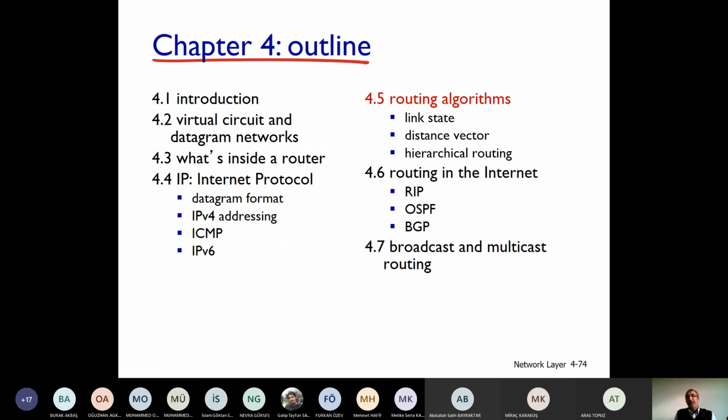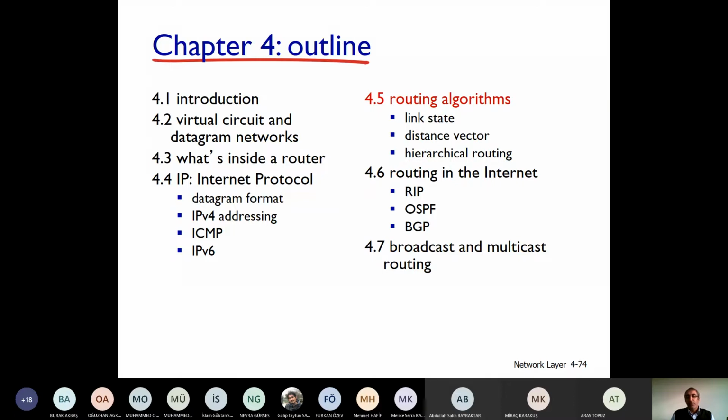Okay, today we're going to cover the routing algorithms and some specific routing protocols that we use in the internet, which are RIP, OSPF, BGP. But before that, we're going to learn the main principles of the routing algorithms, including three approaches. The first one is the link state. The second one is the distance vector. And the third one, the more practical one, is hierarchical routing.